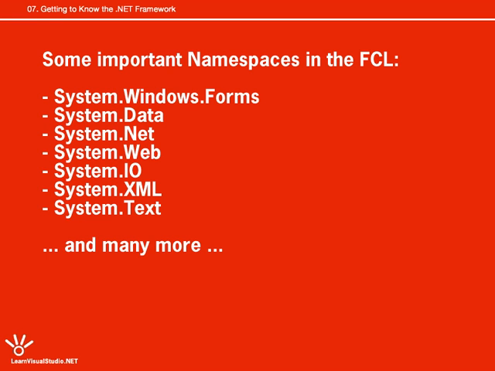System.text gives us ways to work with strings, like concatenate strings, in a much more effective way than what we could just use with the string class by itself. It gives us a class called String Builder, which optimizes our ability to work with strings. And there's quite a few others. These are just some that I wanted to point out to you.